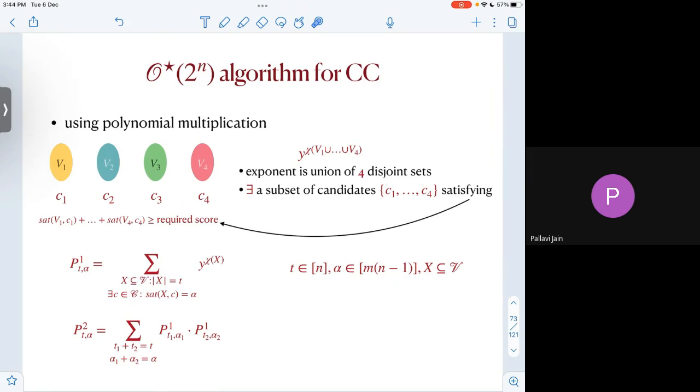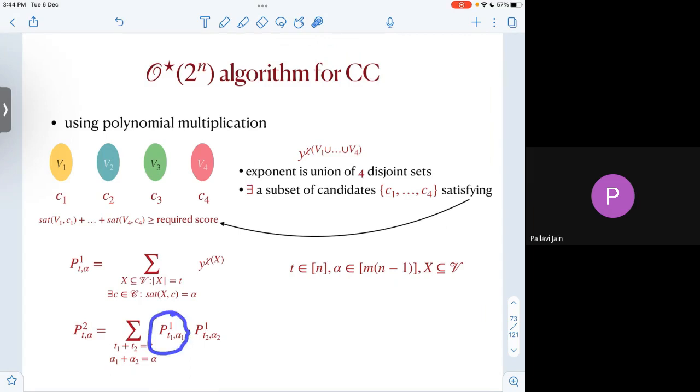Now when I'm trying to compute the polynomial P T alpha 2, this superscript tells you how many disjoint subsets you want. Here the total union size is T. You want two disjoint subsets and the total score is alpha. That is why you partition T into two numbers T1 and T2, and alpha also you partition.